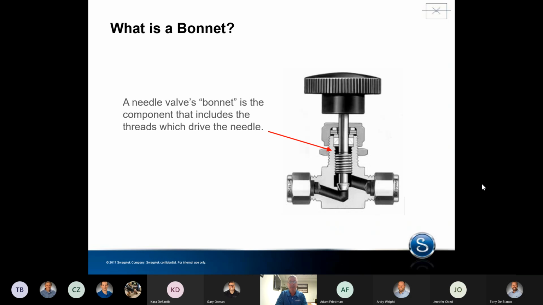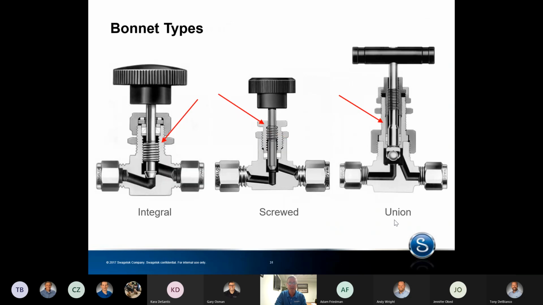Needle valves have different bonnet types that affect performance. The bonnet is a component that contains the thread that drives the needle. There are three types of bonnets: integral, screwed, and union bonnet.